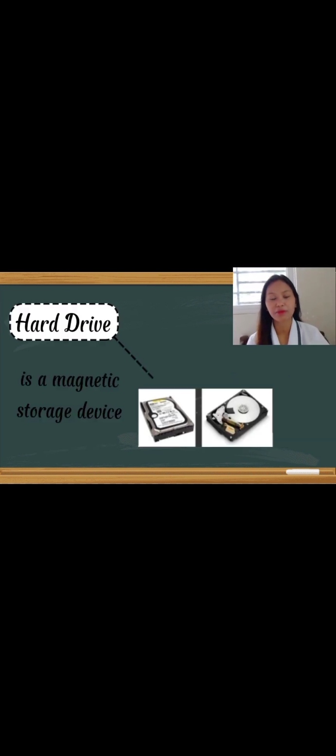Next, the hard drive. A hard drive or hard disk is a magnetic storage device that is installed inside the computer. The hard drive is the permanent storage for data. In a Windows computer, the hard drive is usually configured as the C drive that contains the operating system and applications.